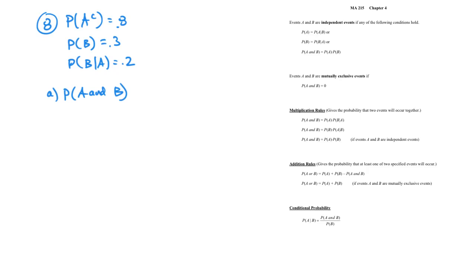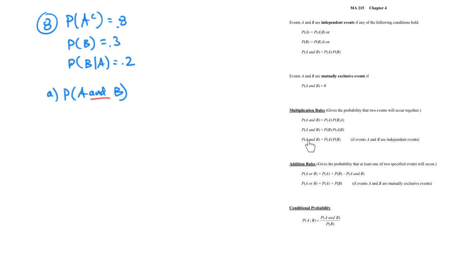So for problem number 8, they say the probability of A complement is 0.8, the probability of B is 0.3, and the probability of B given A is 0.2. Part A says compute the probability of A and B. Right away, the first thing I notice is an AND question, which means I need to use one of these three formulas. For every AND question, we're going to use one of these three.